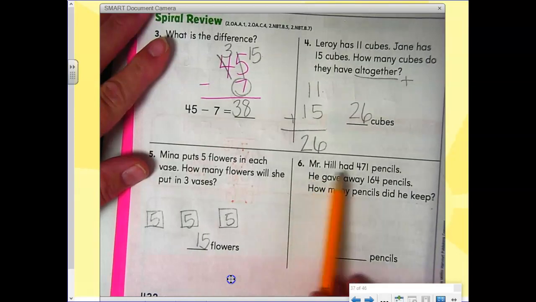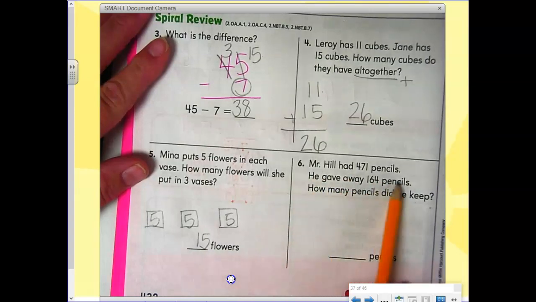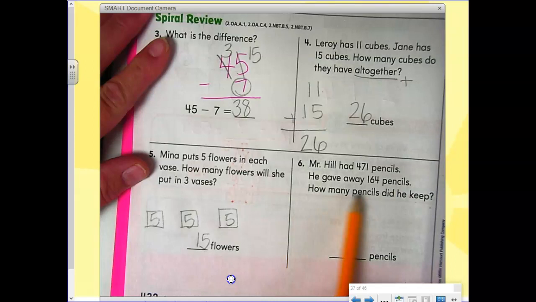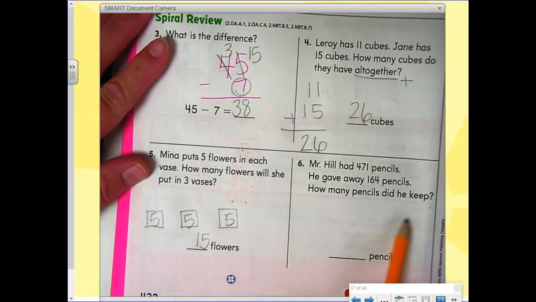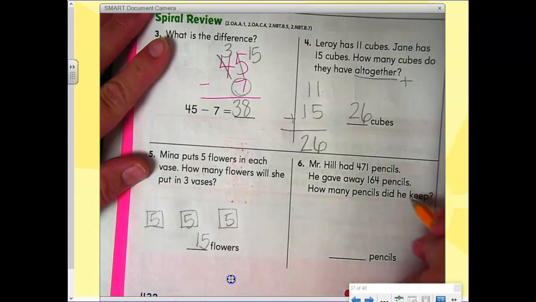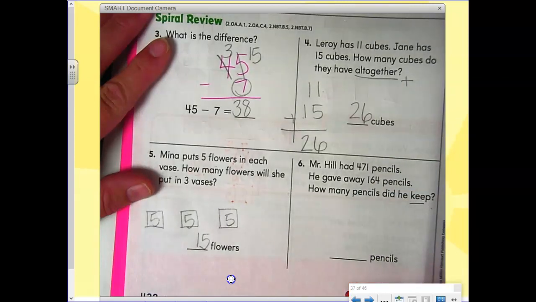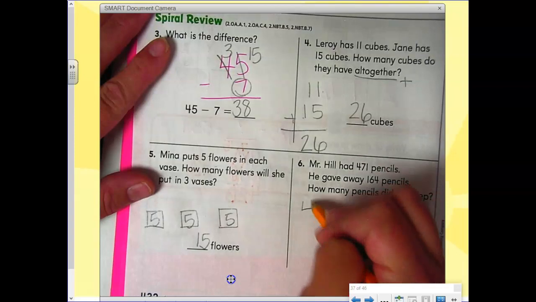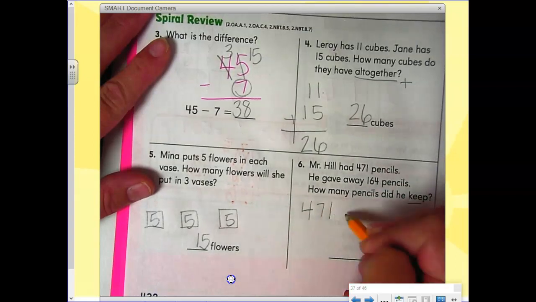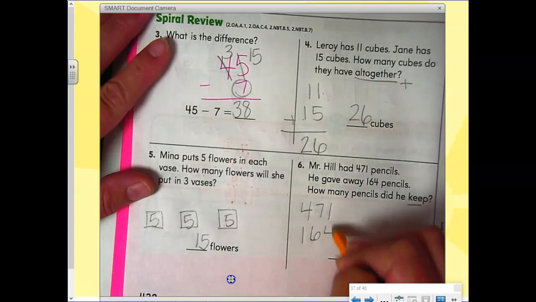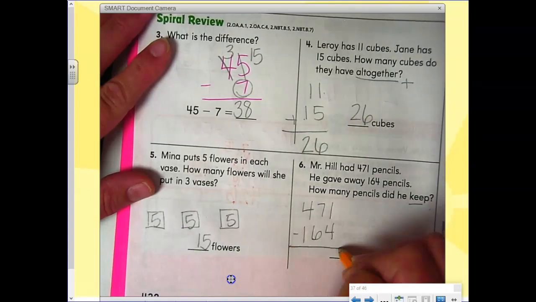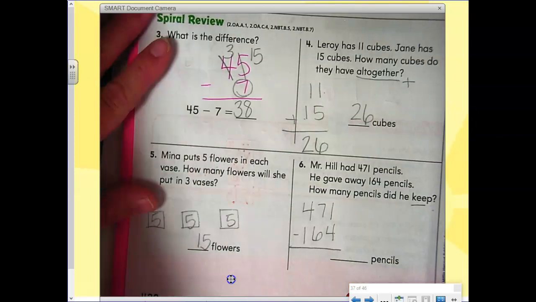Number 6, Mr. Hill had 471 pencils. He gave away 164 pencils. How many pencils did he keep? All right, he had 471 pencils. He gave away 164 pencils. How many pencils did he give away?